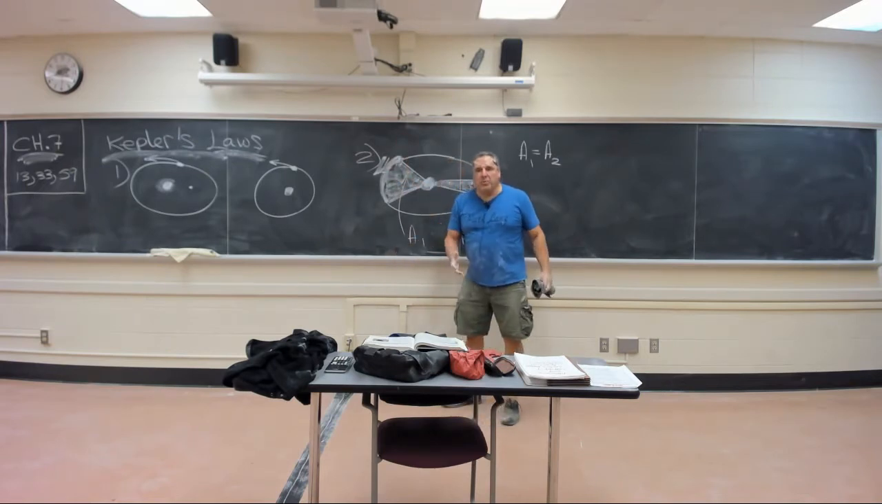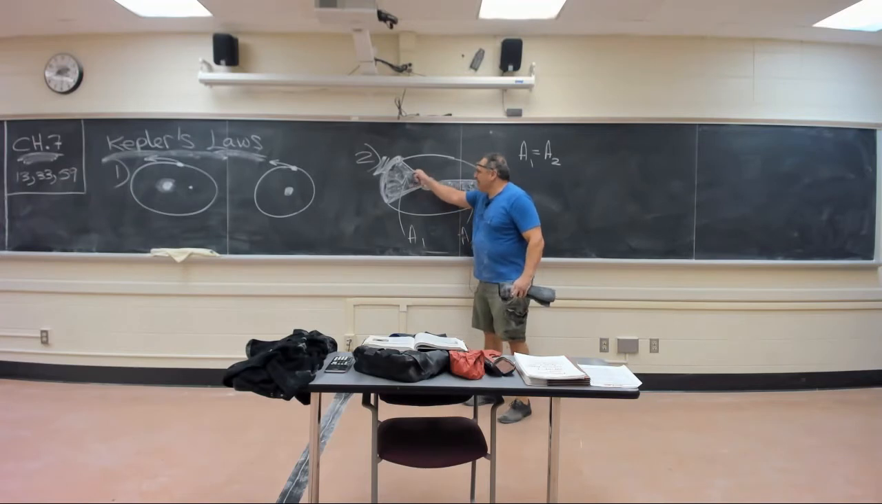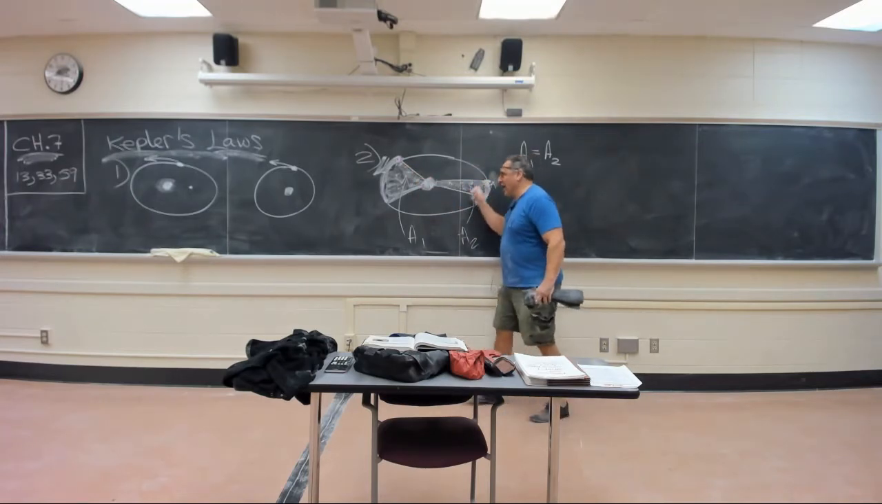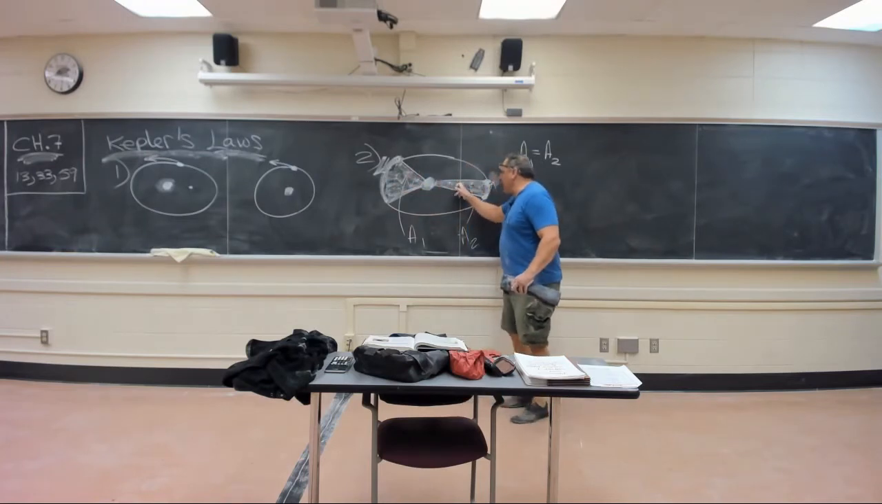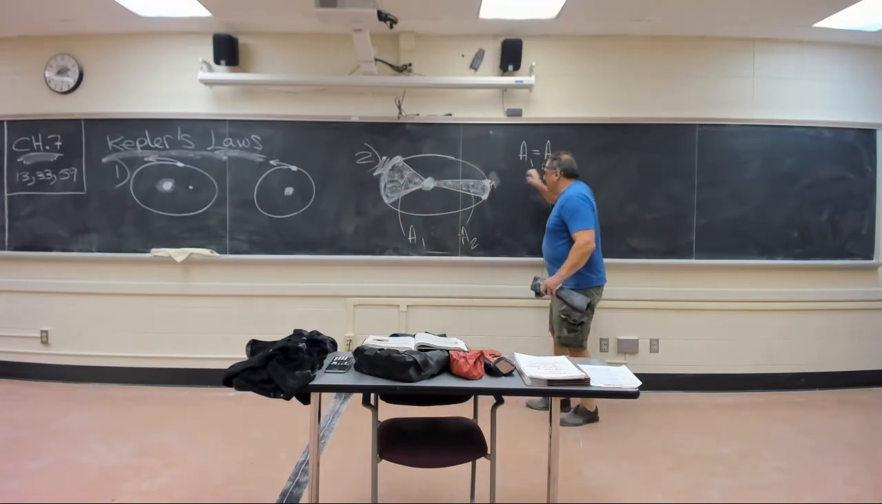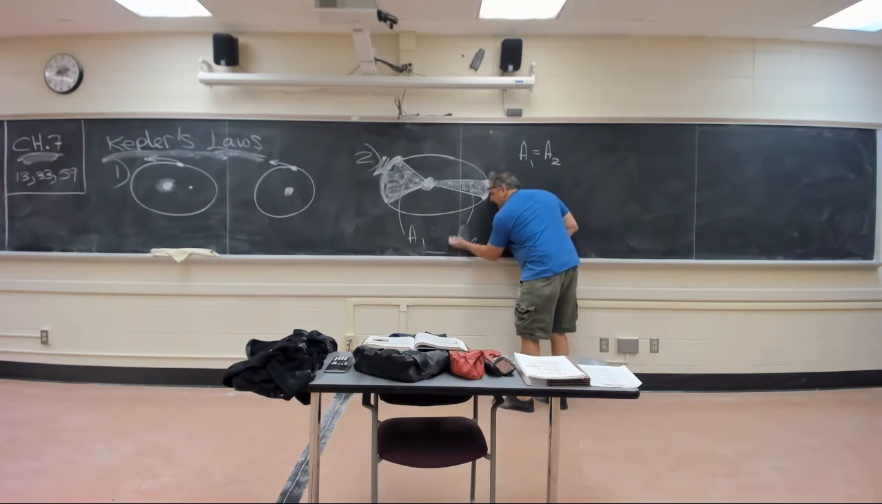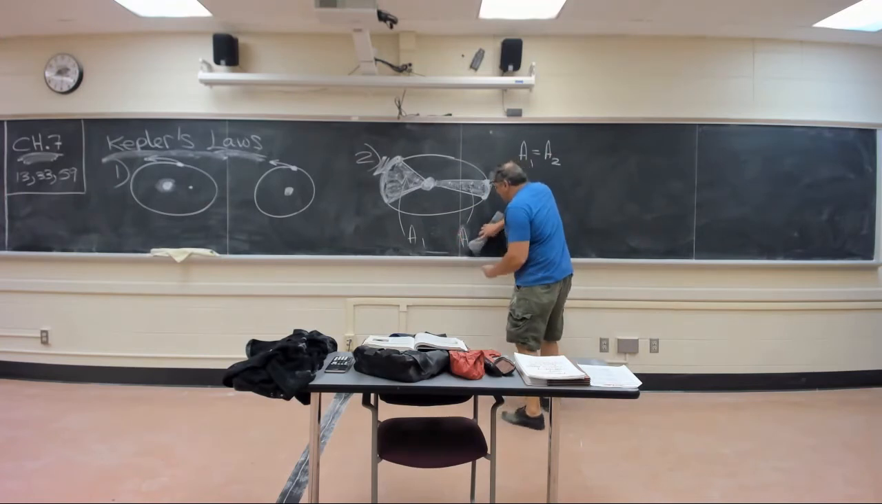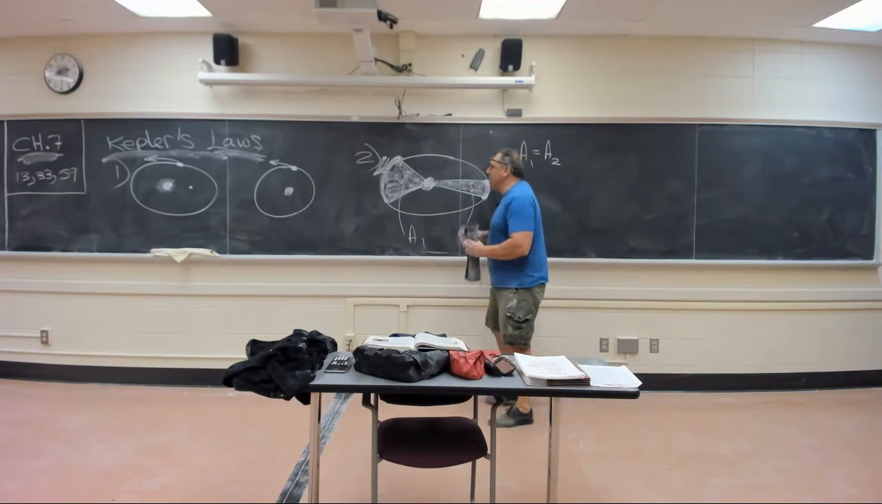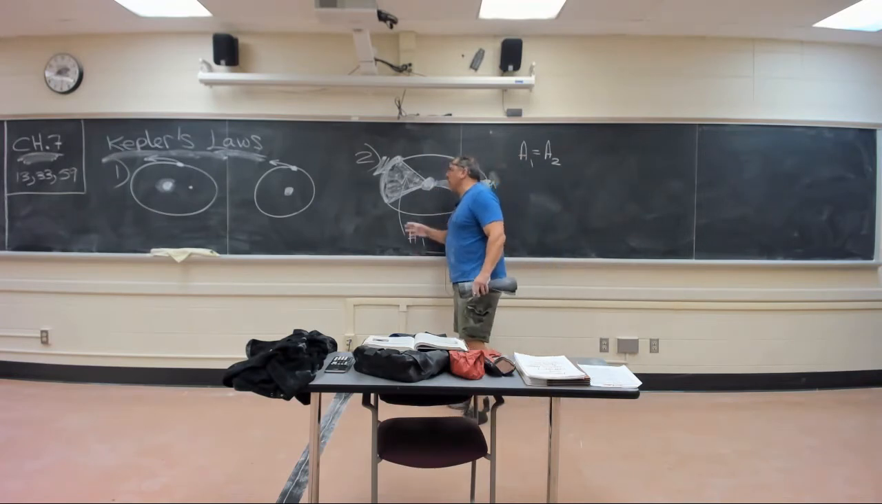Oh, wow, it must be doing more area. No, that arm right there ain't that long. This arm right here is very long. This area equals that area. Equal areas get swept out in equal periods of time. Equal areas get swept out in equal time periods.